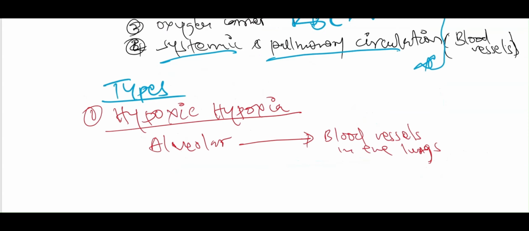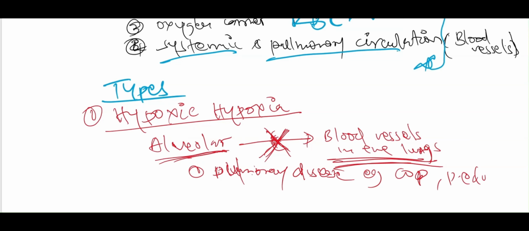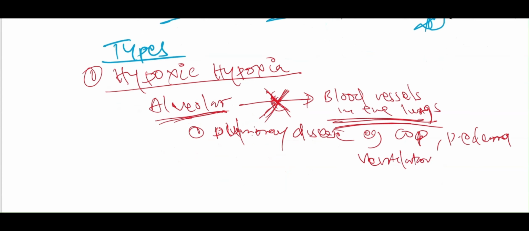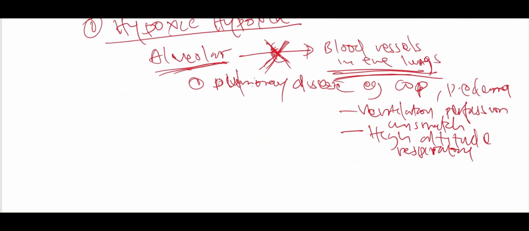So in simple terms, hypoxia happens when air from the alveoli does not adequately pass to the blood vessels. So if this area is affected, we get hypoxia. And this happens when we have patients with pulmonary diseases, e.g. COPD, pulmonary edema, ventilation-perfusion mismatch. We have things like high altitude respiratory diseases.